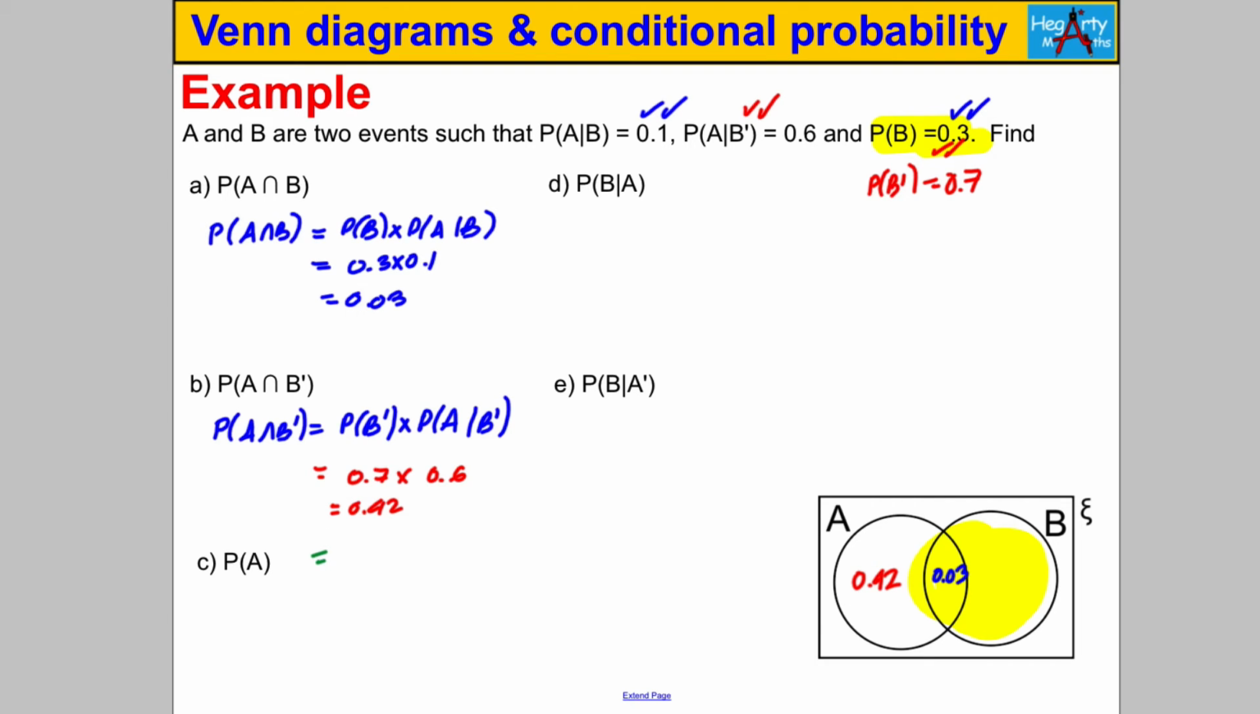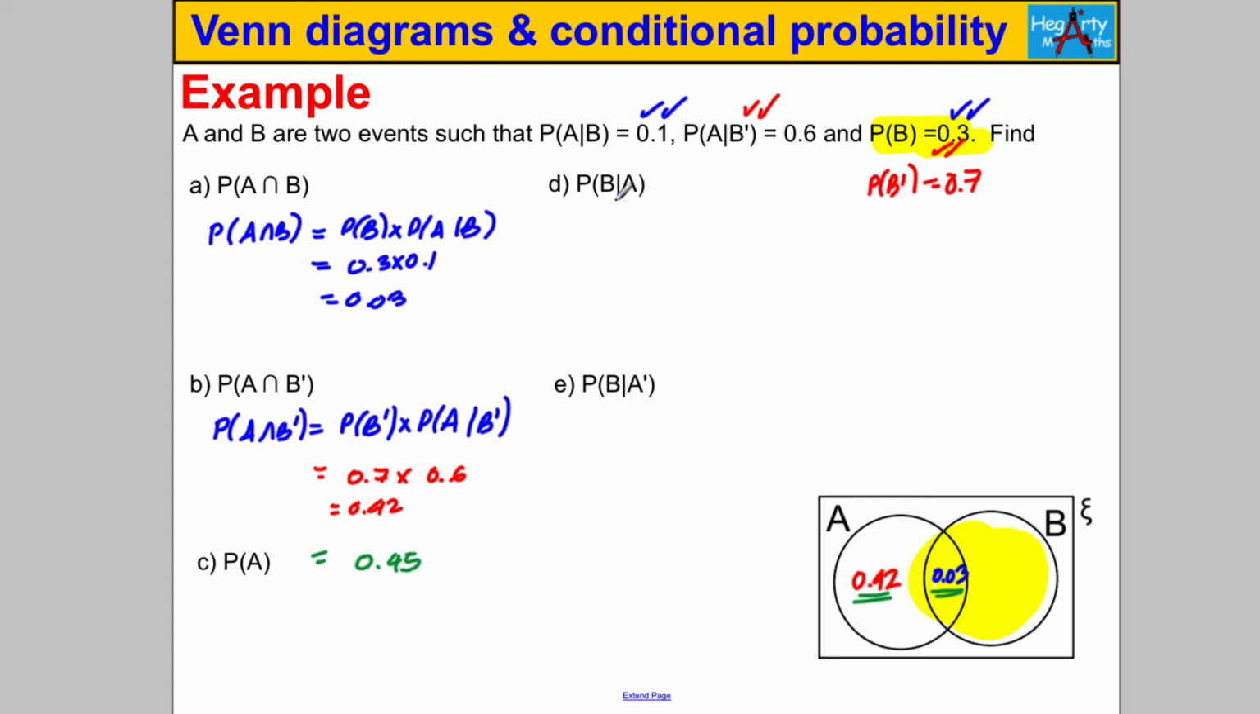Now, what's the probability of A? Well, this is where the Venn diagram comes in really useful. It's clearly the 0.42, add the 0.03, so it's 0.45. So therefore, the combination of those formulae and the Venn diagram came into super use there.